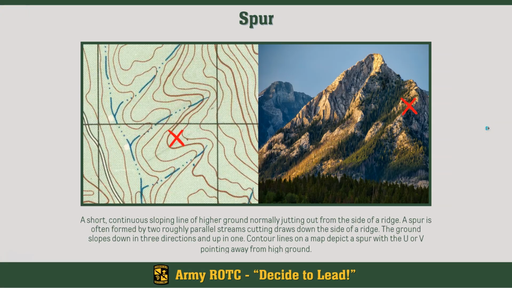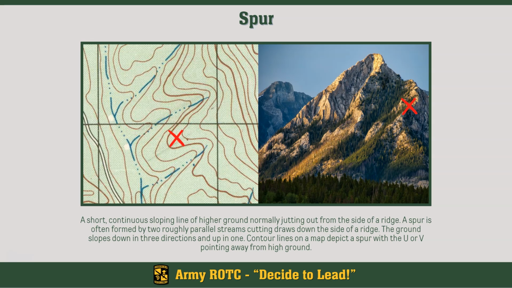Like I said at the beginning, the opposite of a draw is going to be a spur. And we have the exact same picture here where we just saw a draw right here, and now we see a spur, so it's that area kind of jutting out. So this is a very short, continuous sloping line of higher ground, normally coming out from the side of a ridge. The spur is usually formed by two roughly parallel streams cutting draws down the side.